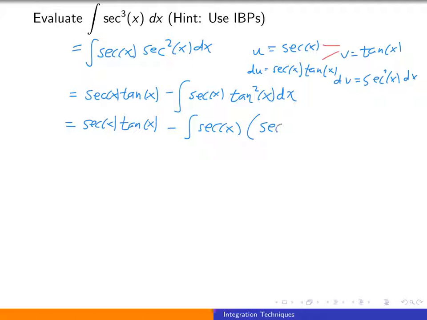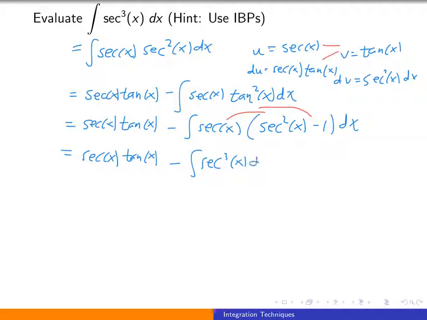So secant squared x minus 1. And what I'm going to do is go ahead and inside the integral, I'm going to distribute the secant to each term, and then I'm going to break up into two separate integrals. So secant times secant squared is secant cubed, and secant times minus 1 is minus secant, but because of the minus sign out front, it's minus a minus, so plus the integral of secant.